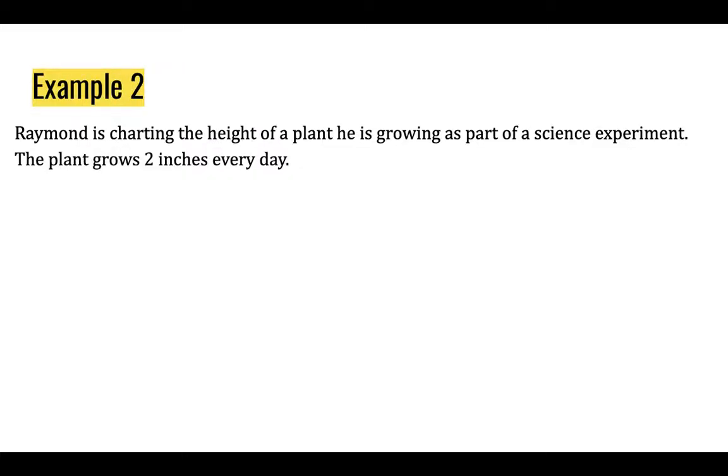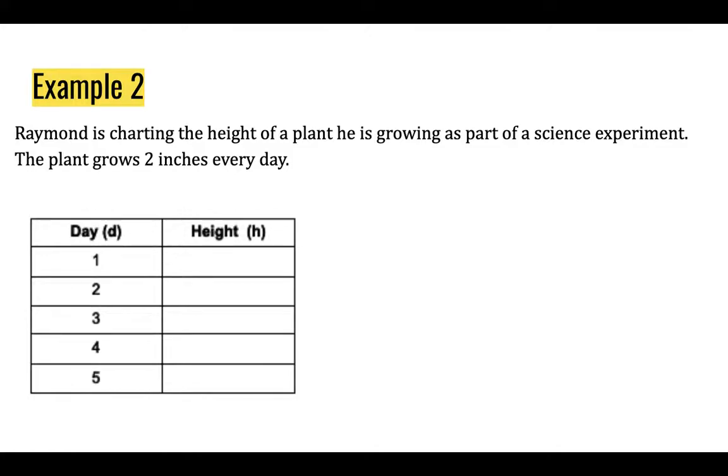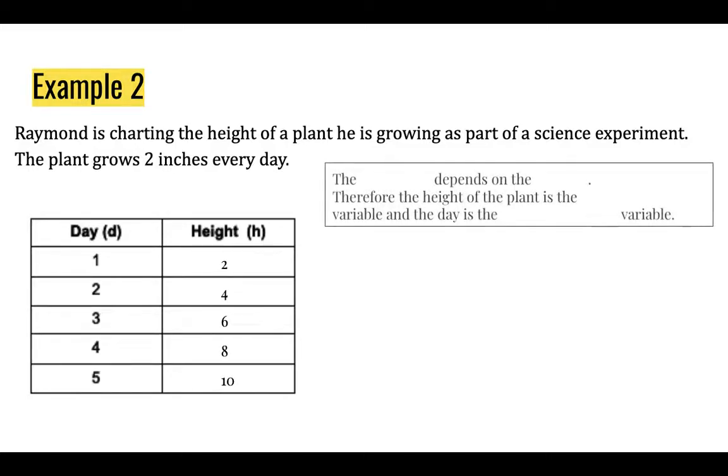Raymond is charting the height of a plant he is growing as a science experiment. The plant grows 2 inches every day. So we can go ahead and fill out this chart. After 1 day, the plant will be 2 inches, then 4, and so on. Let's think about here, what is the independent and the dependent variable? Well, the height depends on the day. Therefore, the height is going to be our dependent variable, and the day is the independent variable.